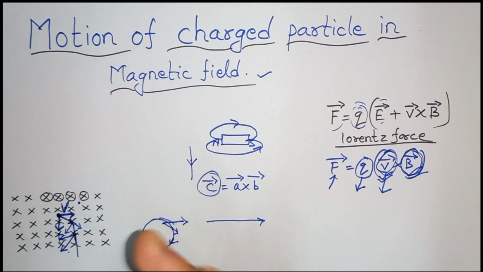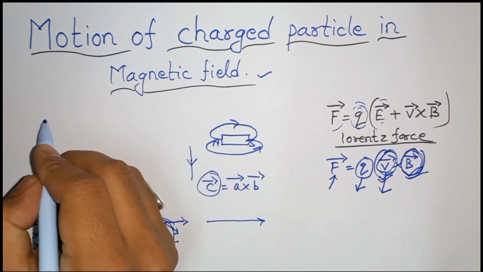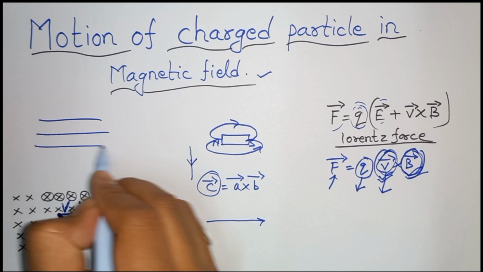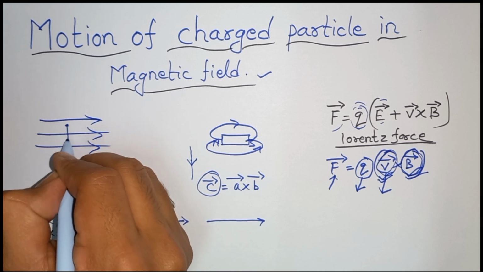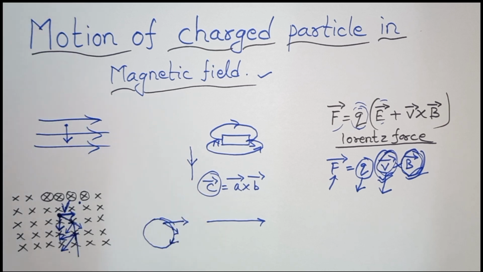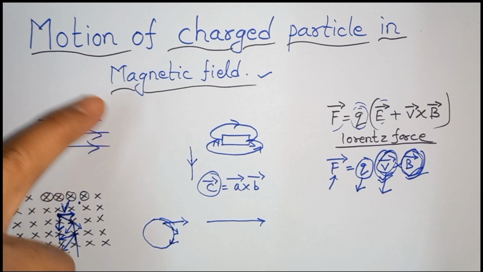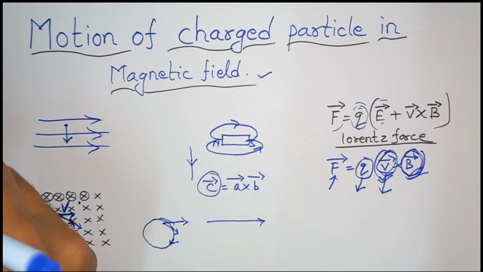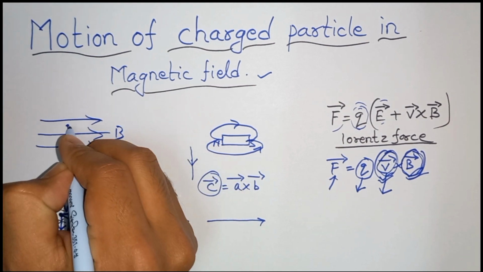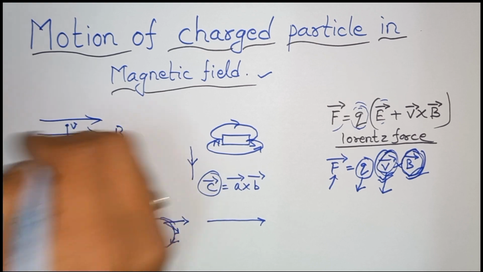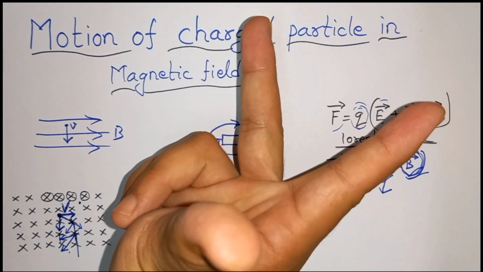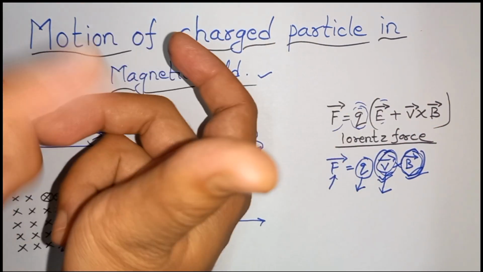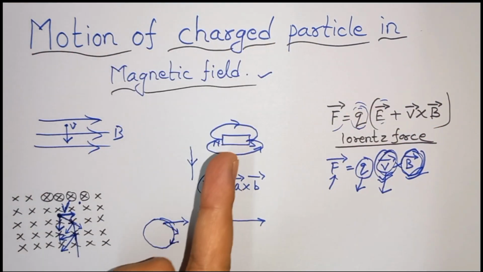Now let us talk about the other case. If the magnetic field is in this direction and the charged particle is moving perpendicular, then what happens? I am changing the direction of the magnetic field now. This is the direction of the magnetic field, and this is the direction of velocity of the charged particle moving in this direction. Now where will the resultant force be? It will be given by this thumb.